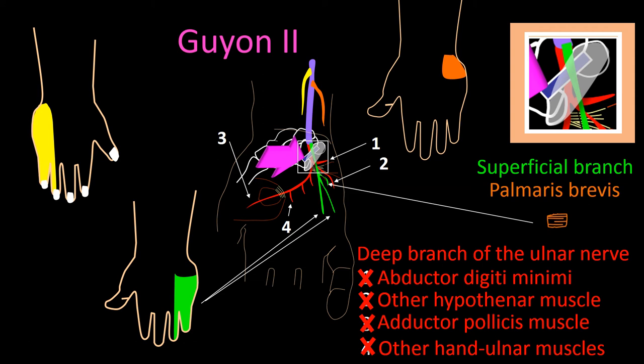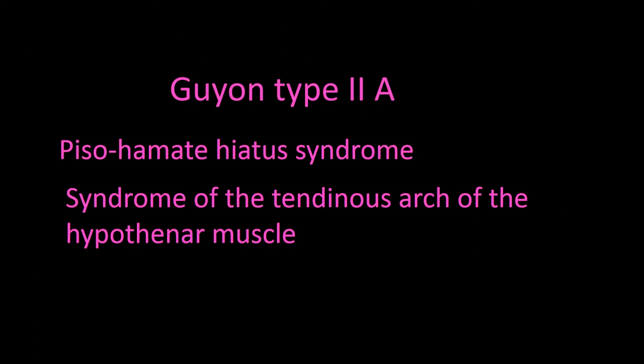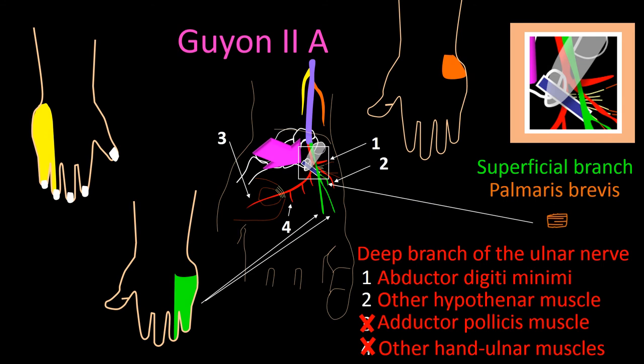In Guyon's type 2, the lesion occurs inside the canal, but it only involves the deep branch, thus hand cutaneous sensation is normal and the palmaris brevis is also normal. We have already talked about Guyon type 2A in a prior answer. Just remember that this syndrome is probably better known as the syndrome of the tendinous arch of the hypothenar muscle. This syndrome is true to the dictum that the entrapment of a nerve by a muscle never affects the entrapping muscle, so it does not affect the hypothenar muscles. That is because the deep branch is entrapped after the exit of the fibers that go towards the hypothenar muscles.